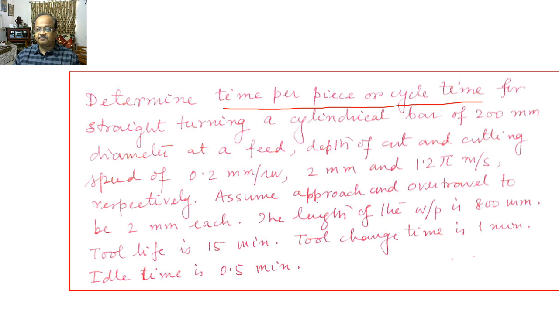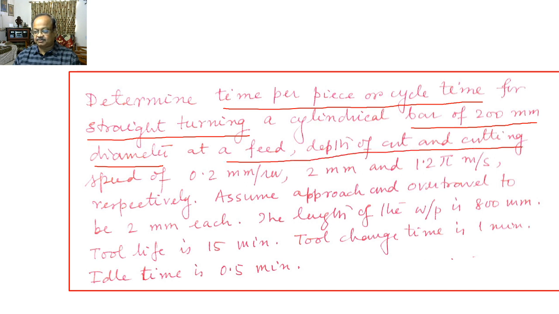This is different from machining time that we have already discussed. This is a case of straight turning. If you recall, the machining time was discussed for facing operation of a disc. The diameter of the cylindrical bar is given. The process parameters, that is feed, depth of cut and cutting speed, are also given.